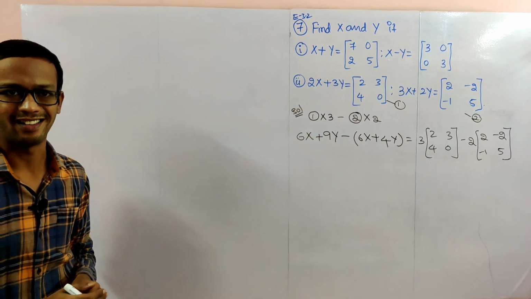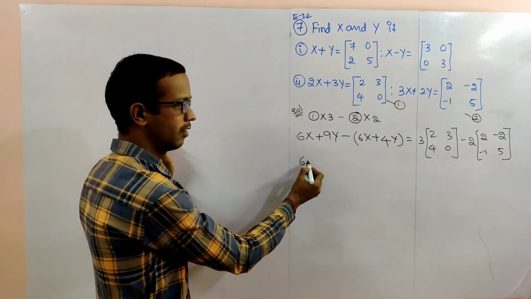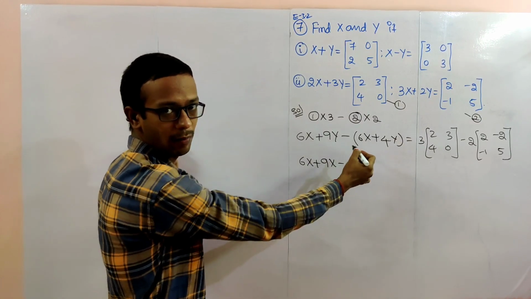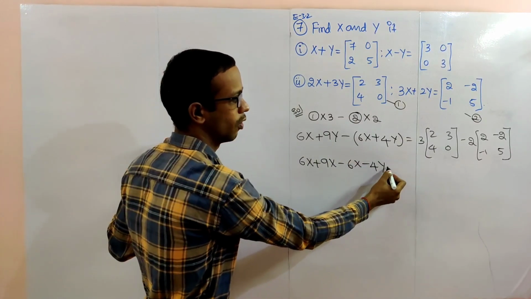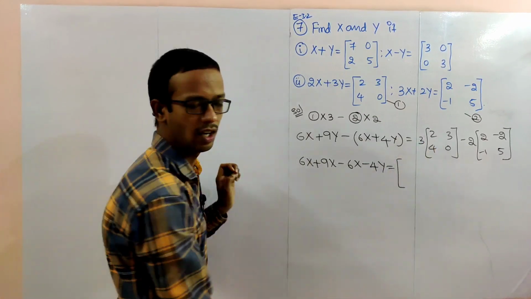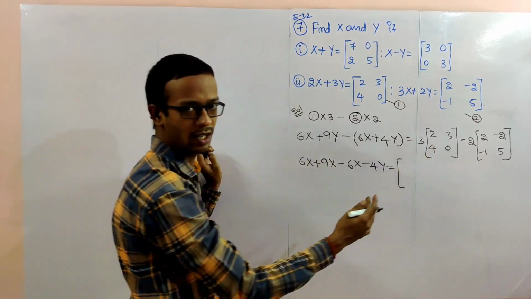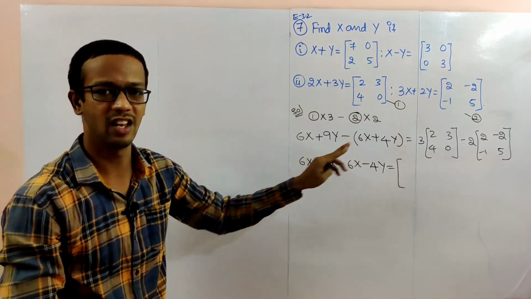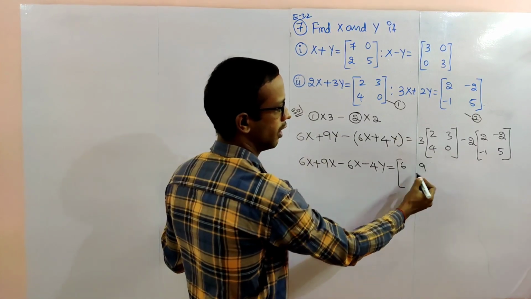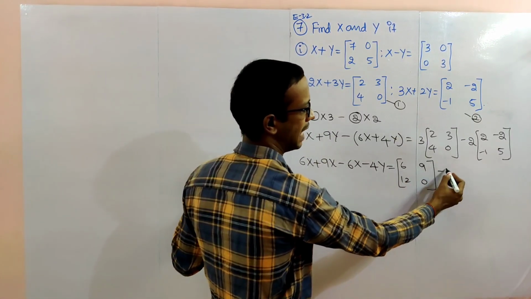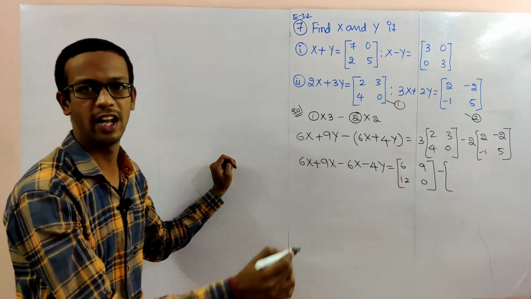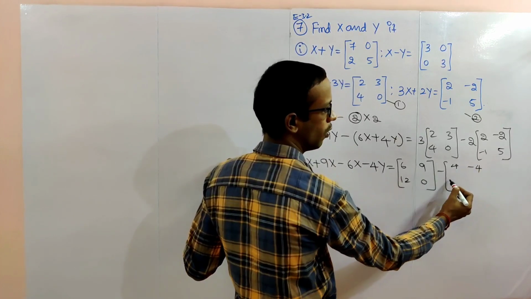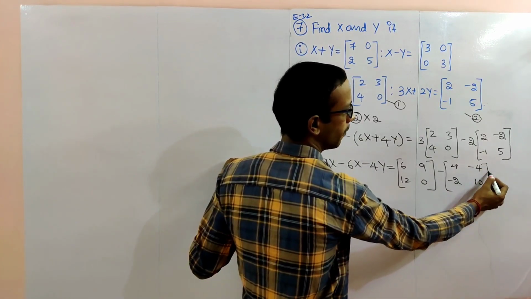So that is the right side simplification. Now 6x plus 9y minus 6x minus 4y is equal to, here simplification, 3 2s are 6. Scalar multiplication: multiply each and every element of the matrix by 3. 6, 9, 12, 0, minus multiply with 2. Each and every element multiply with 2. 2 2s are 4, here minus 4, minus 2 and 10.